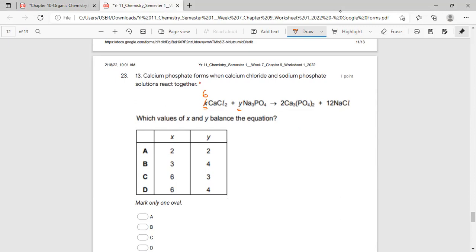Now for sodium. There's no sodium in calcium phosphate. In sodium chloride, there are 12 sodium atoms. Here it's Na3, so 3 times 4 will become 12. So 4, and phosphorus also becomes 4. All balanced. So the answer is D, 6 and 4. This is how you balance the equation.